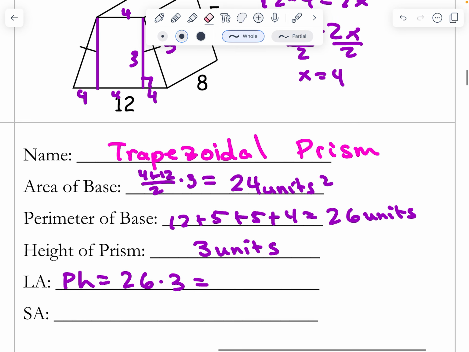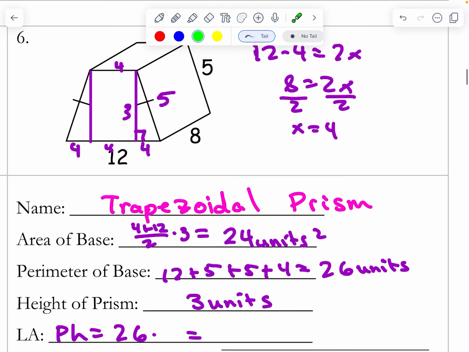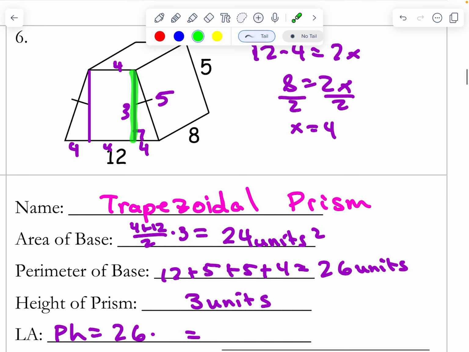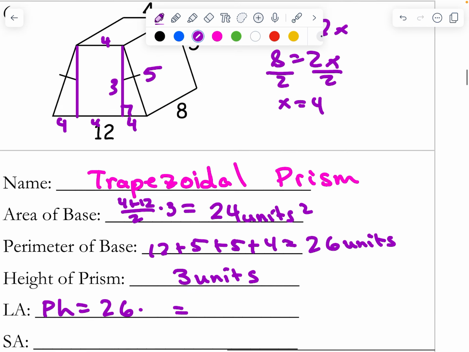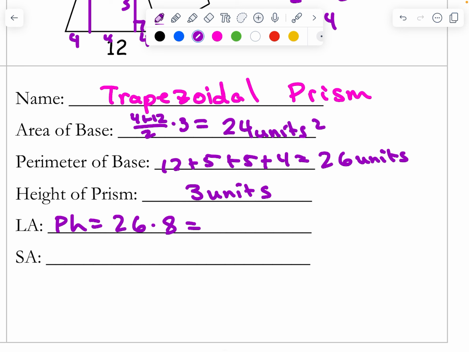Oh, I'm sorry. That's not 3. Remember, this is the height of my trapezoid, not the height of my prism. So don't be like me. Be better. My height is 8. And then my height now becomes 208. 208 units squared on our first area, my lateral area.